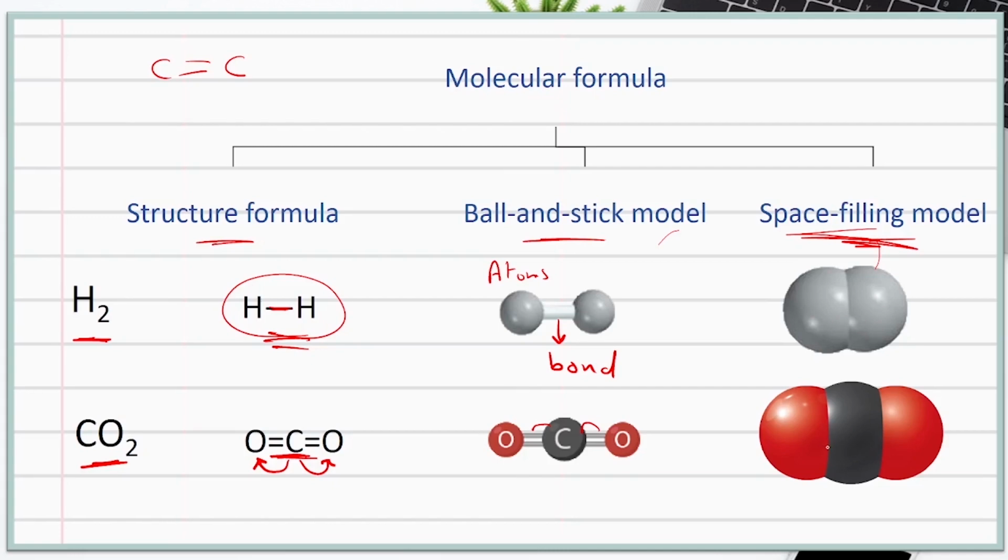This model is the most accurate model because we exaggerate the distance between atoms in the ball and stick model. The space-filling model gives us the exact closeness between atoms. We see truncated balls held together by a snap.